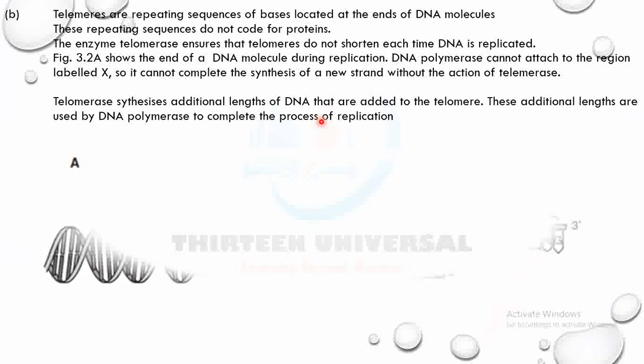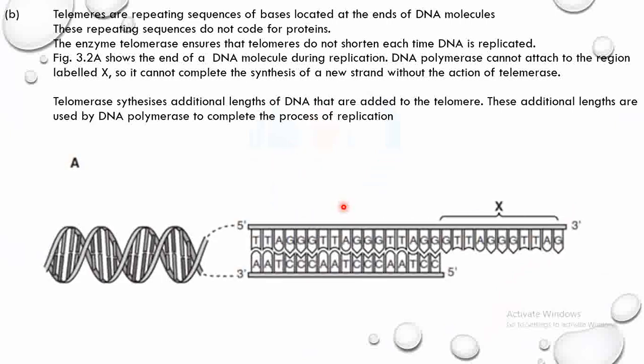Okay, so you can see that. This is the end. They say DNA polymerase cannot attach to the region labeled X, so it cannot complete it, right? It cannot complete synthesis of the new strand without the action of telomerase. So telomerase synthesizes additional length of DNA. It's going to synthesize additional length of DNA here, right? Okay, so let's see how it does that.